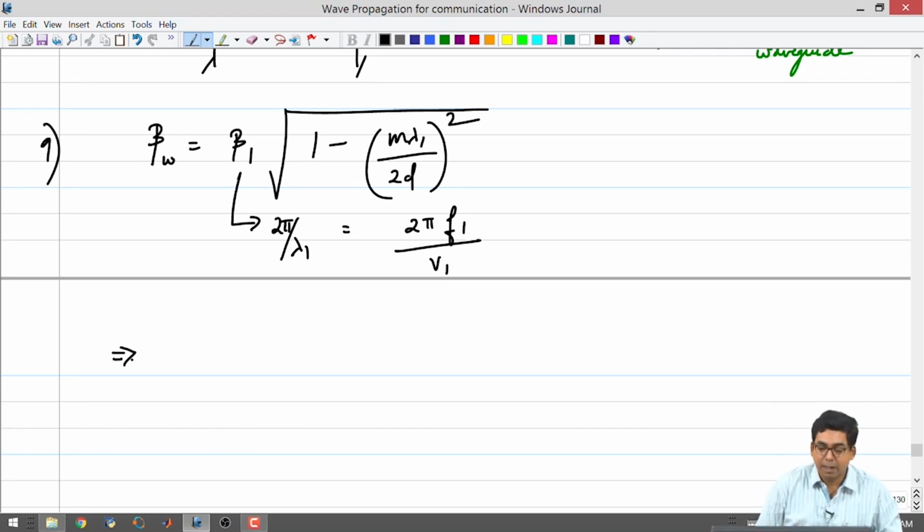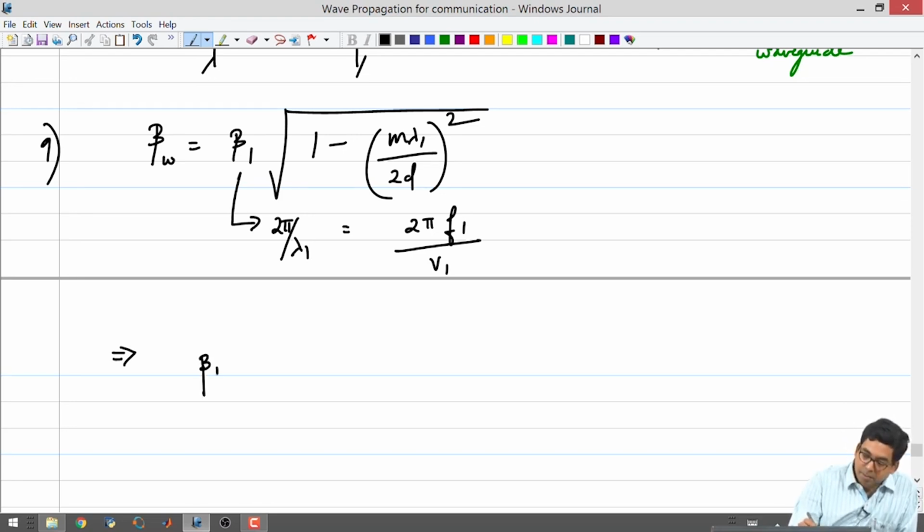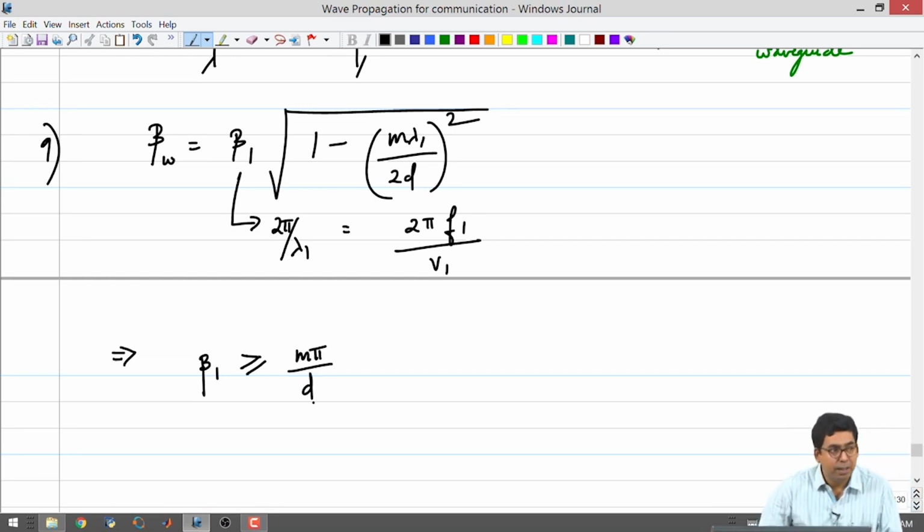So, there are constraints on how you can choose m, how you can choose d, how you can choose theta. Just looking at the term inside the square root, I can say that for beta w to not become imaginary, beta 1 has to be greater than or equal to m pi by d.